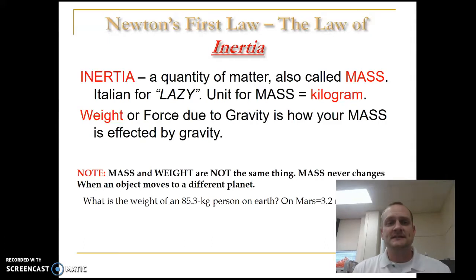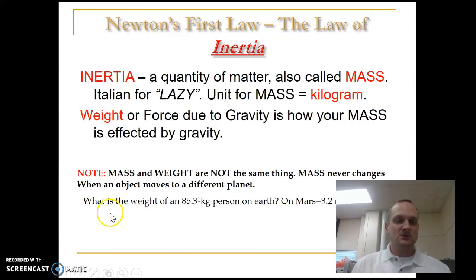Now, inertia is different than weight. And so mass is also different than weight. Weight is a force due to gravity. Okay, and it's how much your mass is being affected by gravity. And those two may seem like the same thing, right? Something that has more mass is going to be heavier than something that doesn't. Except for one small problem. That's assuming that we're in the same gravitational field. Well, let's look at mass and weight in different gravitational fields.